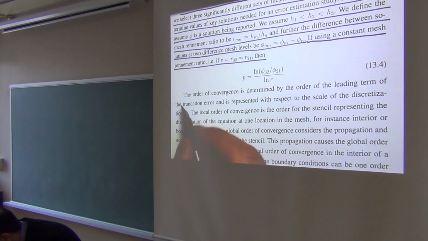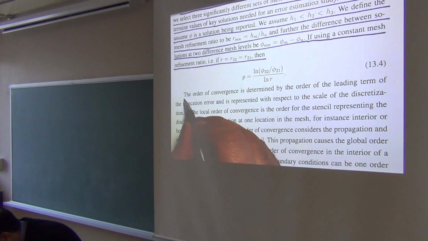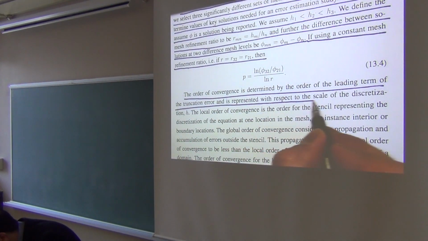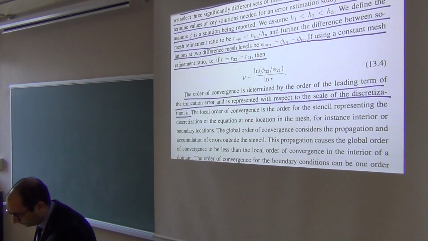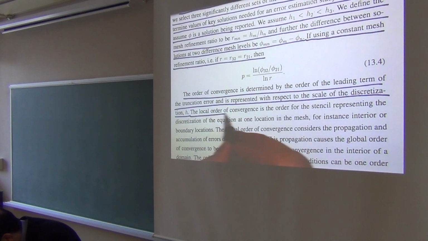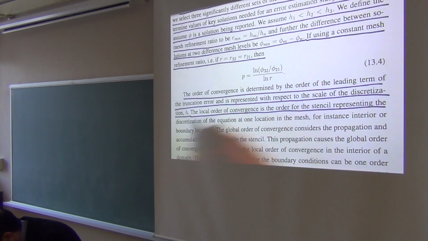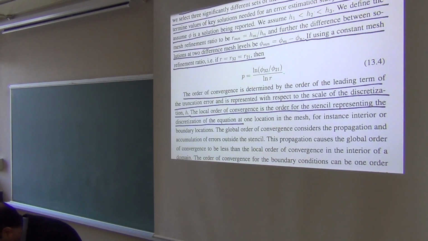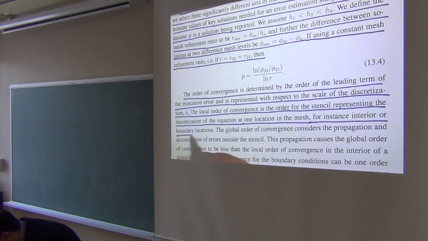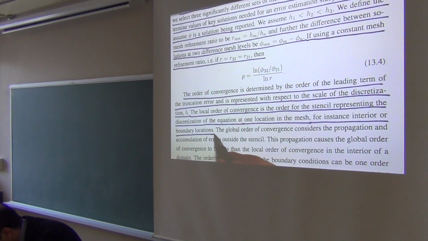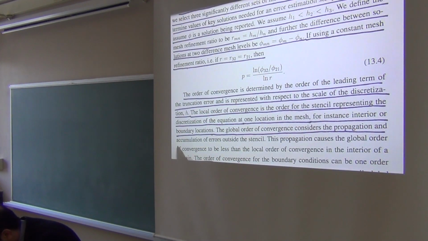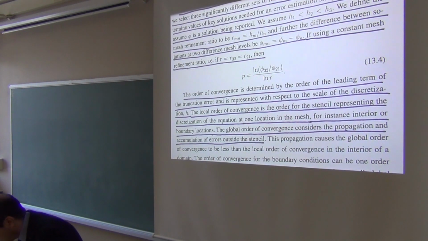The order of convergence is determined by the order of the leading term of truncation error and is presented with respect to the scale of discretization H. The local order of convergence is the order of the stencil representing the discretization of the equation at one location in the mesh, for instance, interior or boundary condition locations. The global order of convergence is considered as the propagation and accumulation of errors outside the stencil.